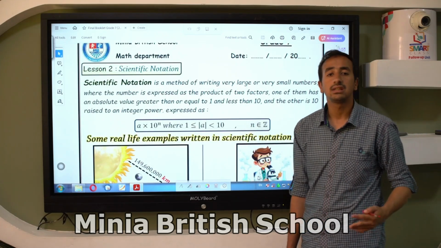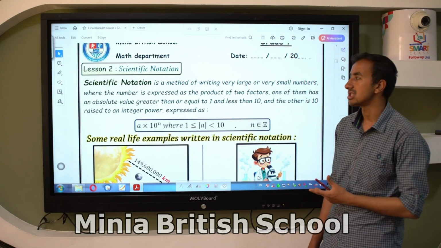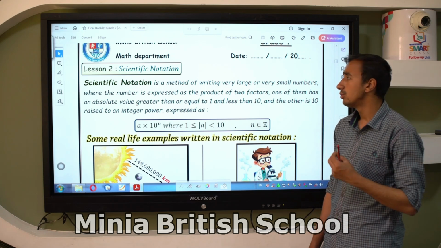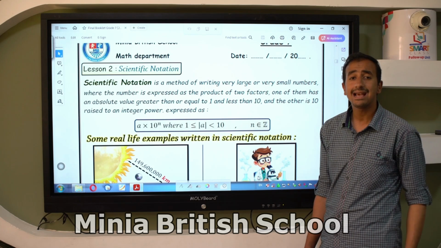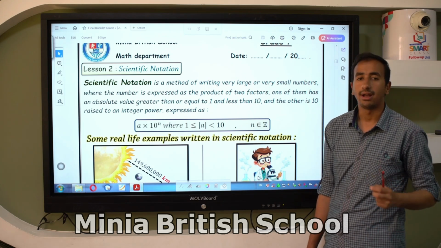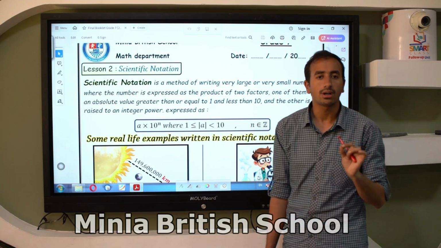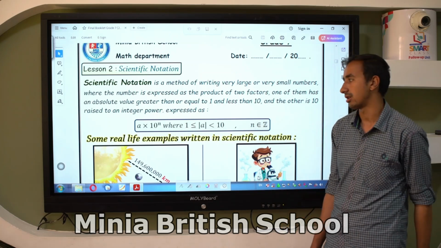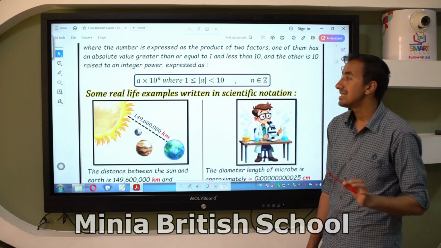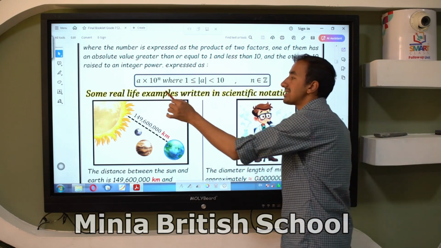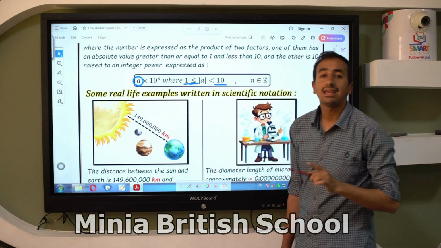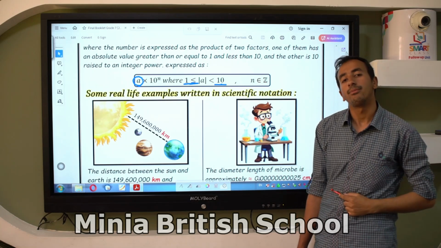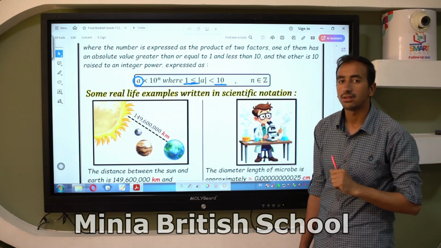Lesson 2 is about scientific notation. Scientific notation is a method to write very large or very small numbers in exponential form. But you must remark that a number is in standard form when its absolute value is between 1 and 10, greater than or equal to 1 but not equal to 10.